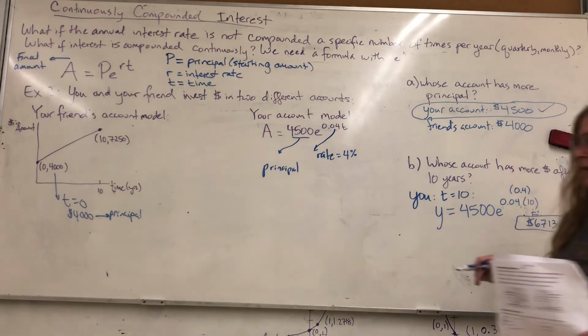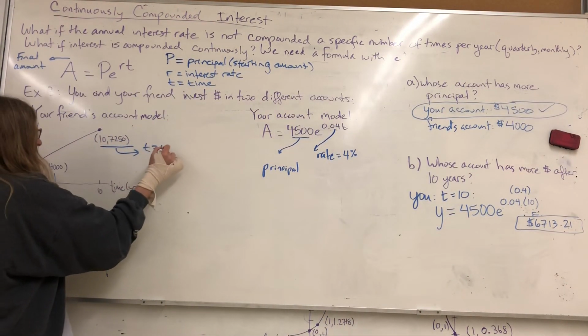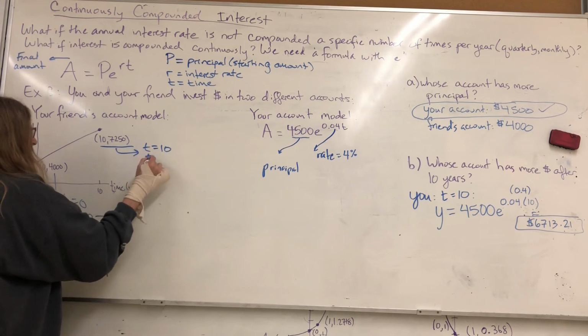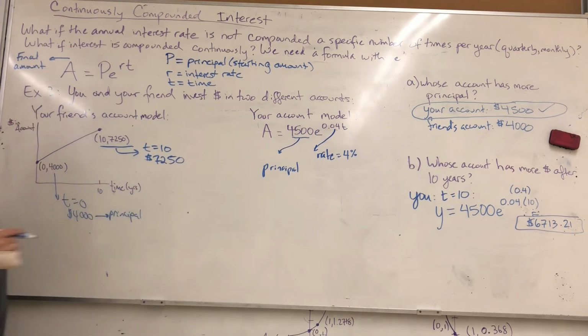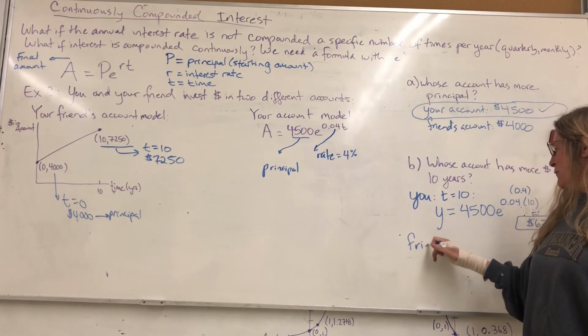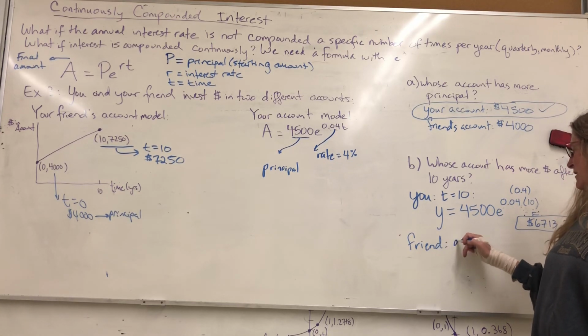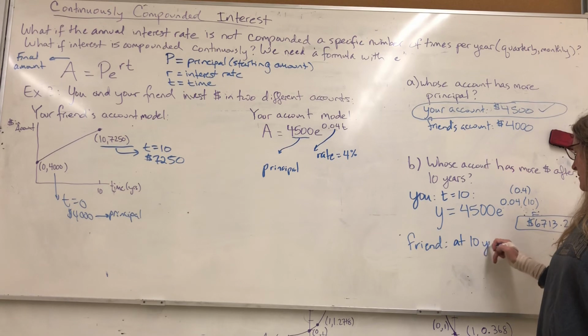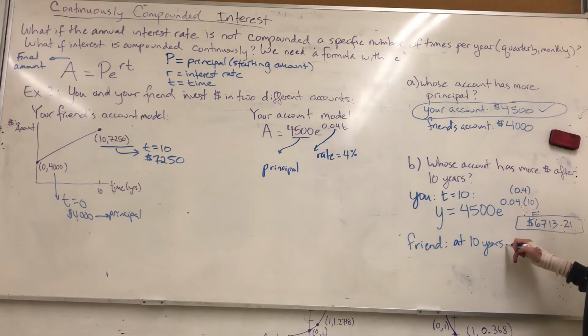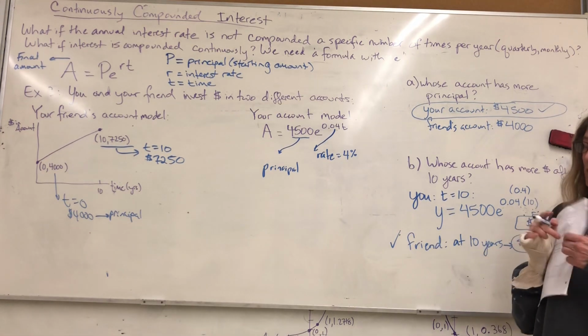Now, how about your friend? Well, this means when T equals 10, your friend has $7,250. So it looks like you should change your money over to your friend's account. Because your friend, at 10 years, has 7,250. So your friend has more money after 10 years. So even though you started with more, you didn't end up with more.